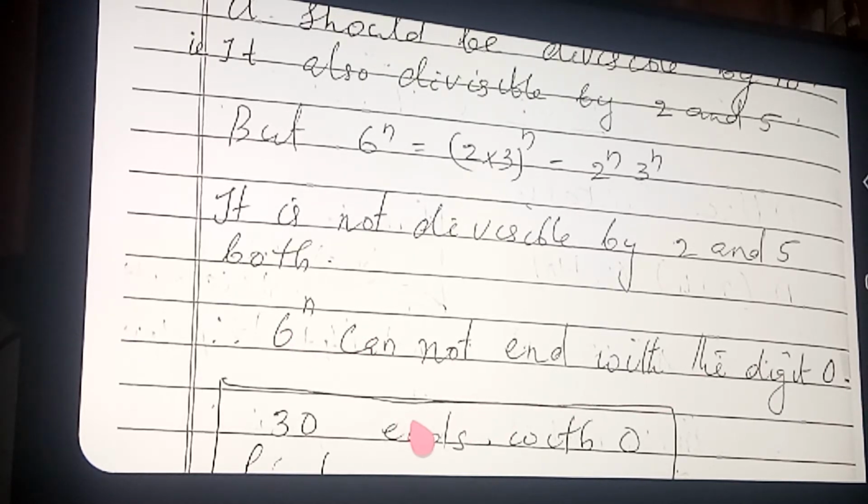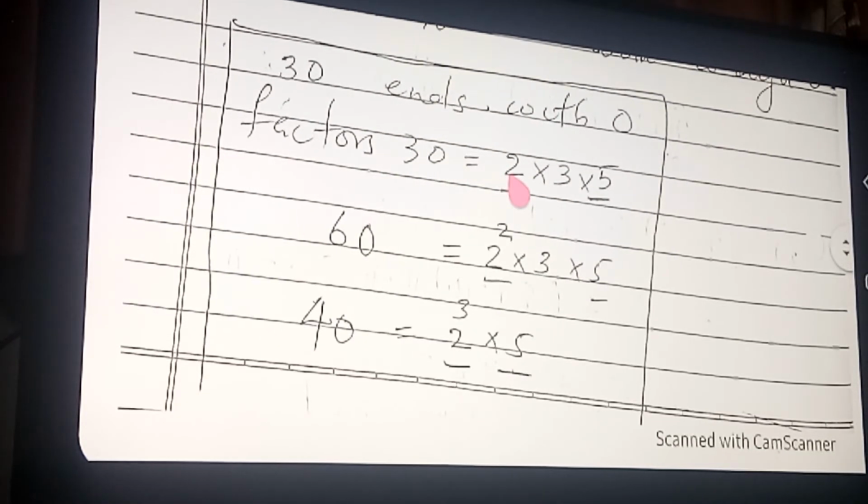Okay. For your understanding, I have given some examples downside. See. 30. This is only for your understanding, not to write in the answer page. Okay. 30 is equal to how much written? 2 into 3 into 5. Here see 2 and 5 both coming in. And here 2 square into 3 into 5, 2 square means 4. 4 into 3, 12. 12 into 5, 60.